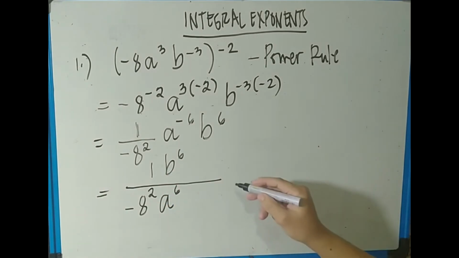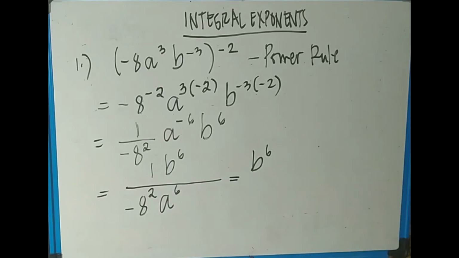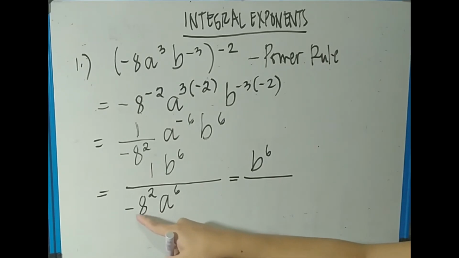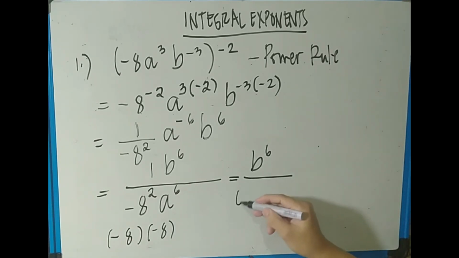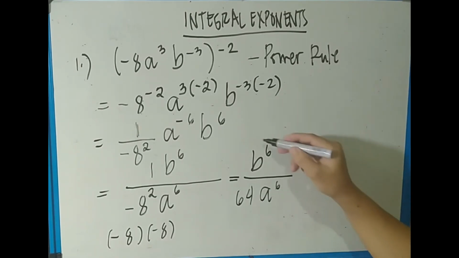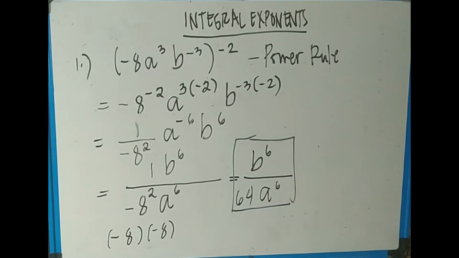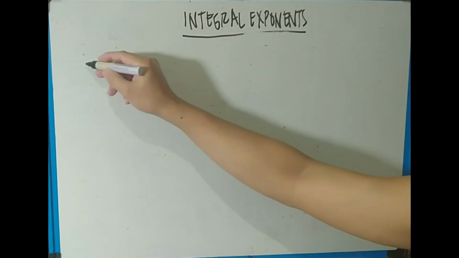So overall, simplify natin siya. So since 1 ito, no need for that. We have b raised to 6. Then all over, since this is negative 8, negative 8 squared, so meaning to say this is negative 8 times negative 8. So that will become positive 64. Then copy a raised to 6. So this will be your final answer. Okay, I hope naintindihan po. Okay, number 2 tayo guys.